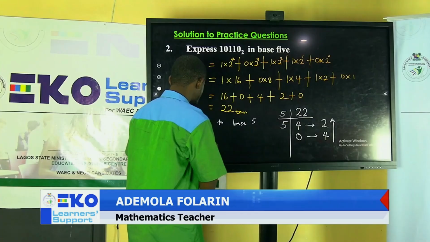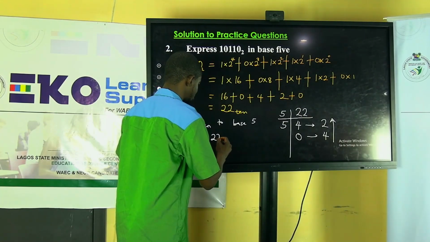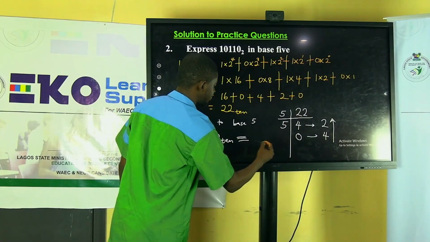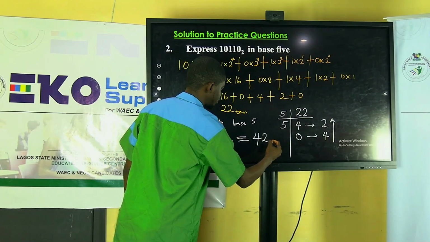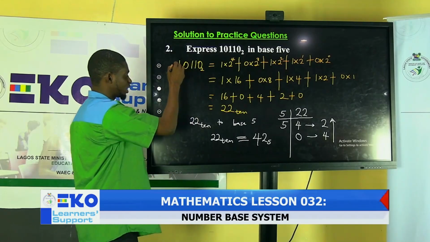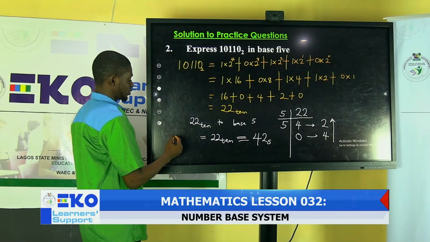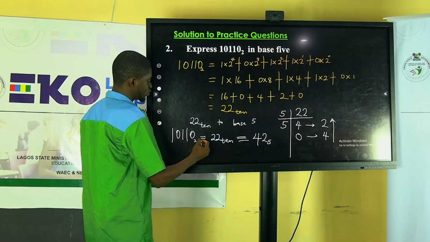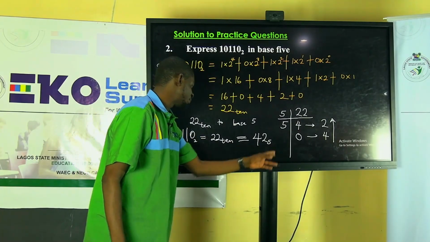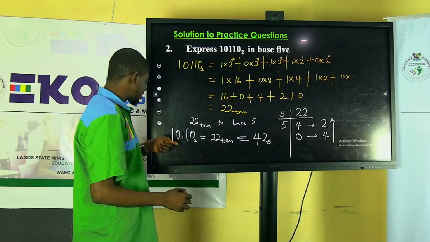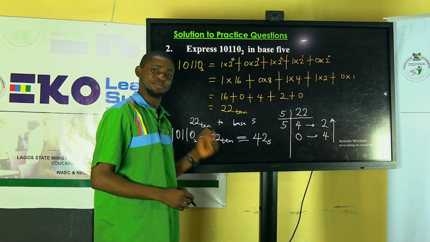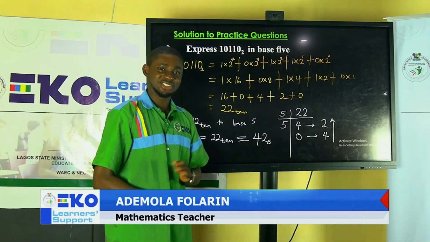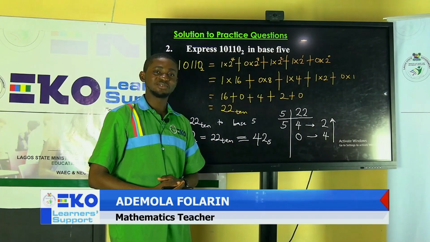It then means 22 base 10 is expressed as 42 base 5. Remember, this is our main question. Therefore, 10110 in base 2 is 42 in base 5. So this 10110 is actually 22 in base 10. Isn't that interesting? So if you have gotten this, that means you have added something to yourself today.